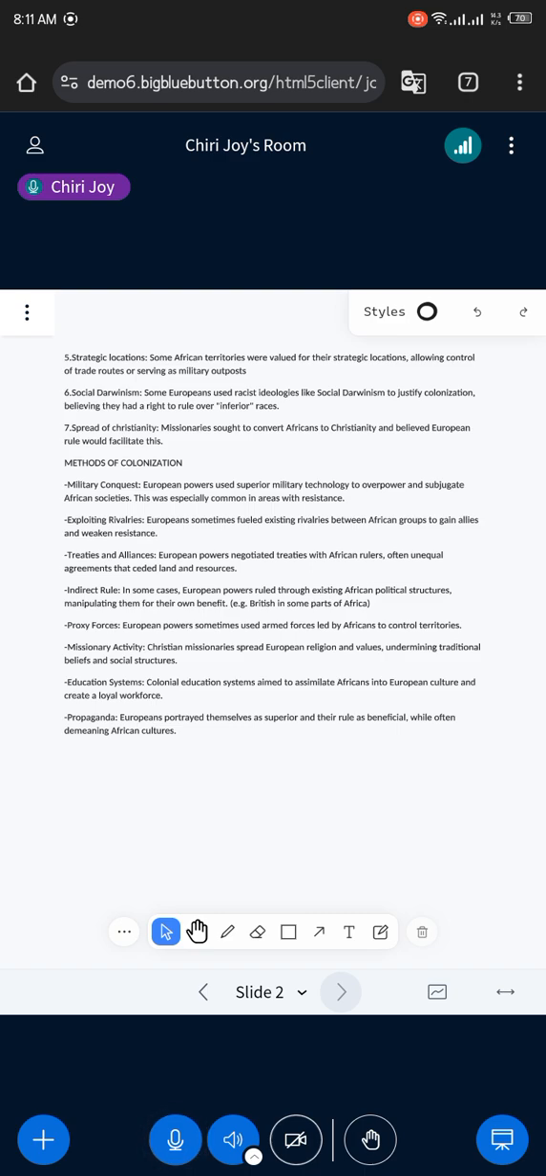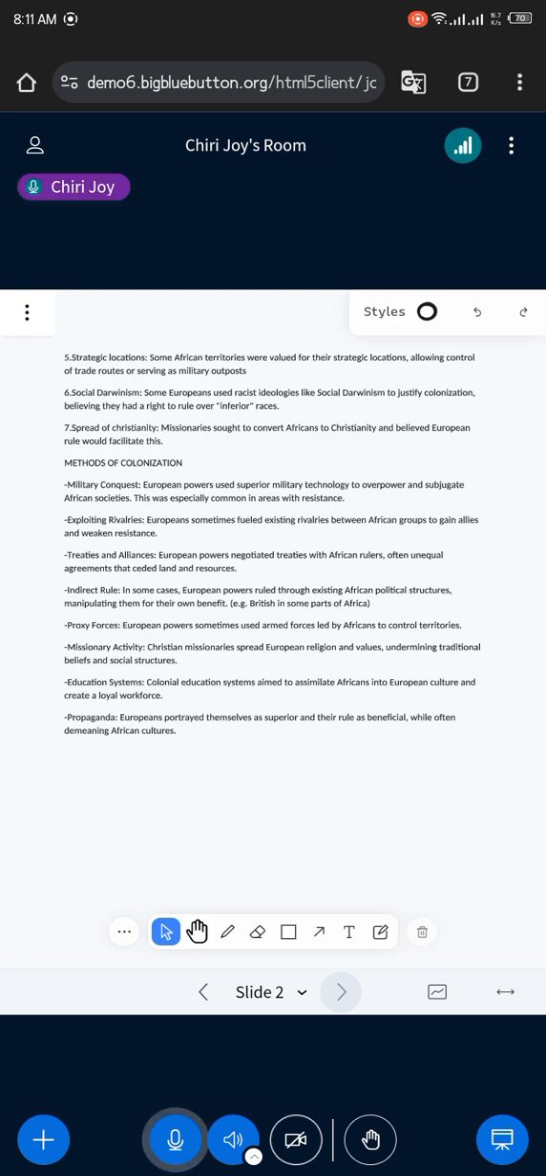Social Darwinism. Some Europeans used racist ideologies like social Darwinism to justify colonization, believing they had a right to rule over inferior races. The seventh one is the spread of Christianity. Missionaries sought to convert Africans to Christianity and believed European rule would facilitate this.